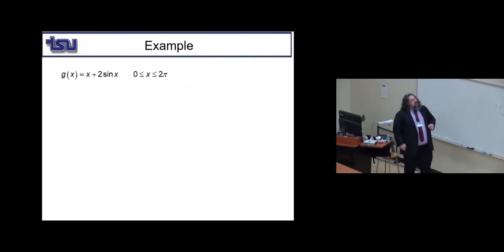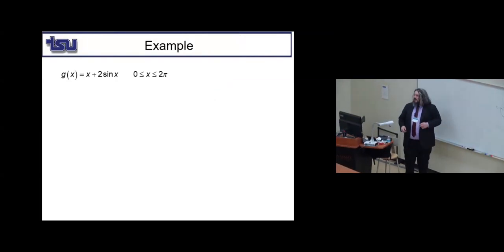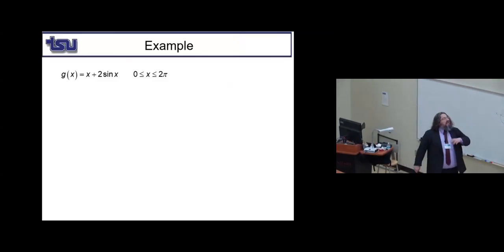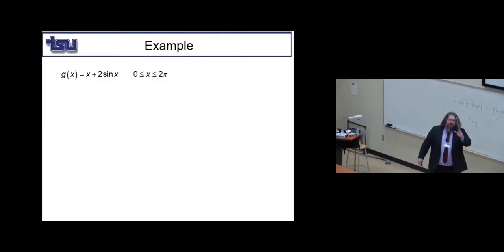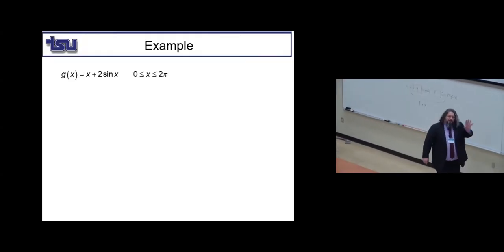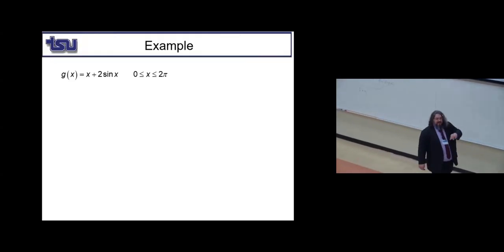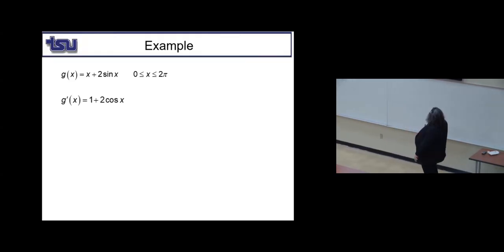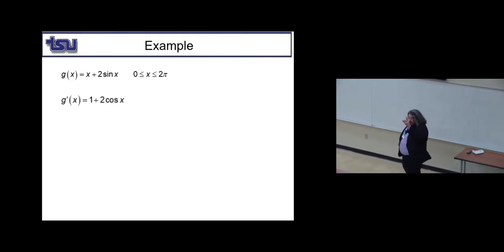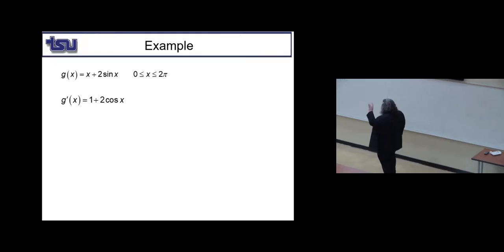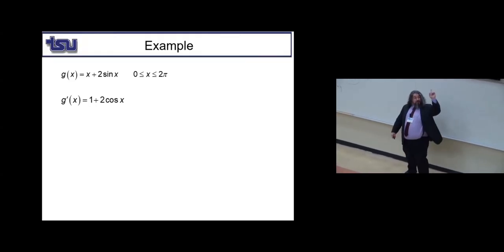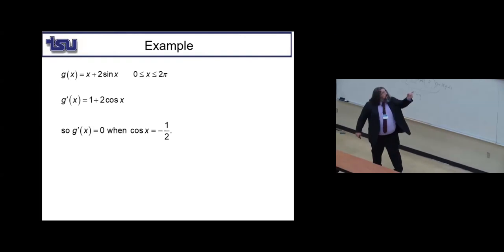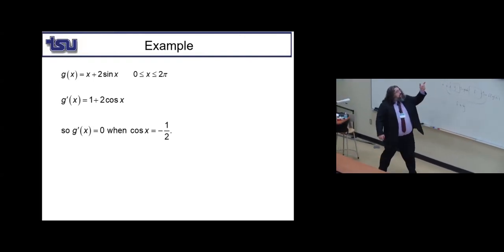All right, so let's look at an example. Let's suppose that we have the function g of x equals x plus 2 sine x, and we want to find any local maxima or minima this function has on the interval 0 to 2 pi. Well, we start by taking the derivative. We want to know the critical points, which means we want to know where the derivative is 0. Because we know the formula for g, we can compute the formula for g prime, which means that we can set it equal to 0.